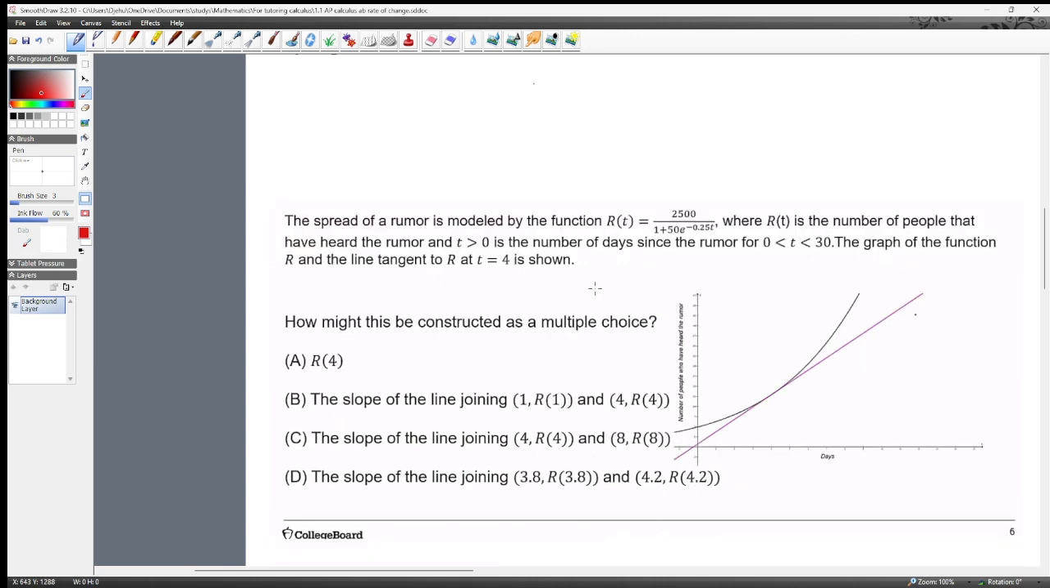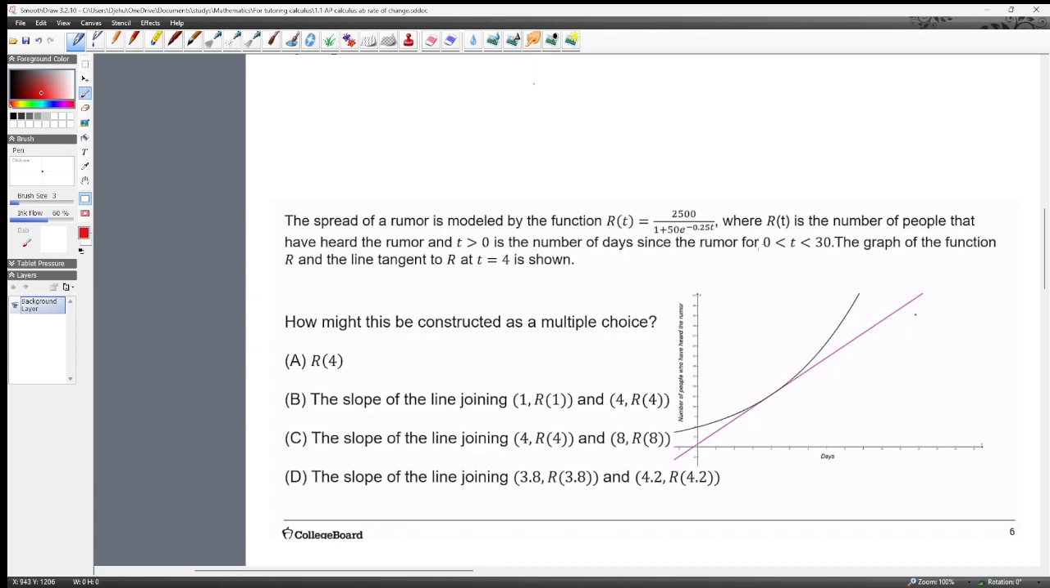So here we have a problem set. I'm gonna read it out. The spread of a rumor is modeled by the function r of t equals 2,500 divided by 1 plus 50 times e, which is 2.718, Euler's number, to the power of negative 0.25 times t, where r of t is the number of people that have heard the rumor, and t is the number of days since the rumor started, for 0 less than t less than 30.